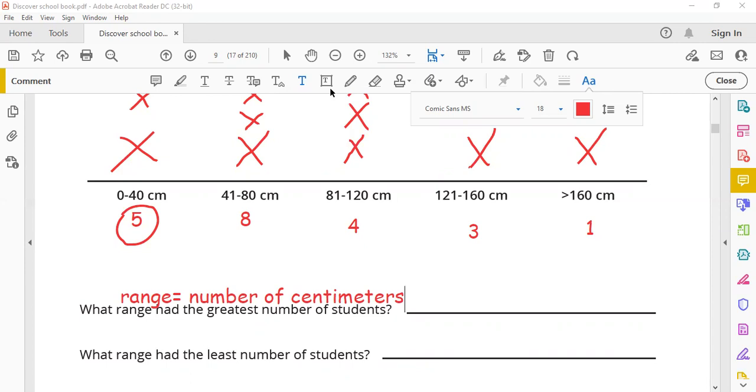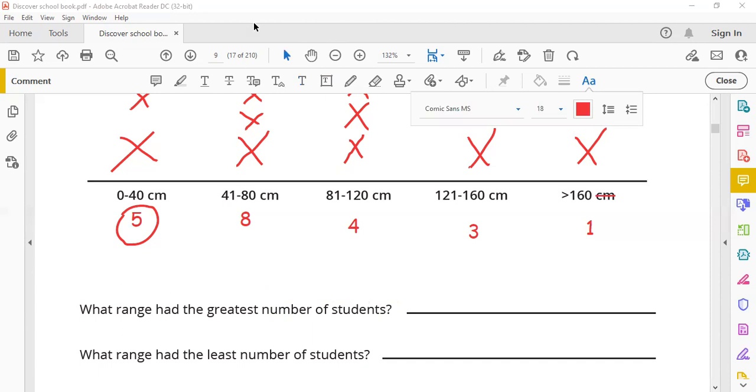Yes, Muhammad Tantawi. We write that range, number of centimeters. Just give me 1 second. Okay. Is it okay now? Muhammad Tantawi, is it okay now? Yes. Thank you. Now we want to answer the first question.